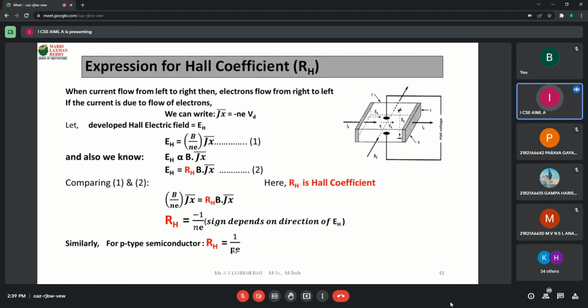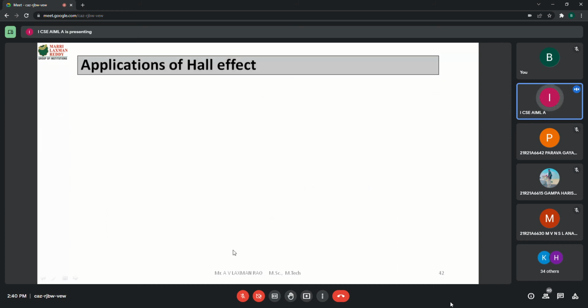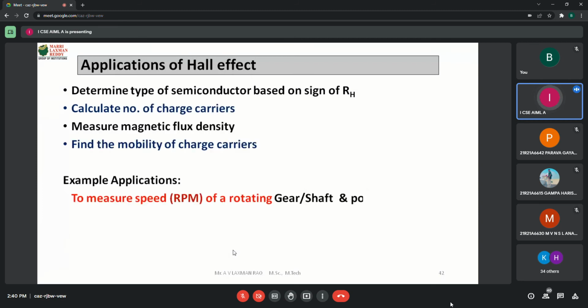Next, applications of Hall effect. You need to write these. Determine the type of semiconducting material based on RH, P-type or N-type. The number of charge carriers, the N value, can be calculated. The B value can also be measured, if some amount of magnetic field is present at a particular point or place. Mobility of charge carriers can also be calculated.